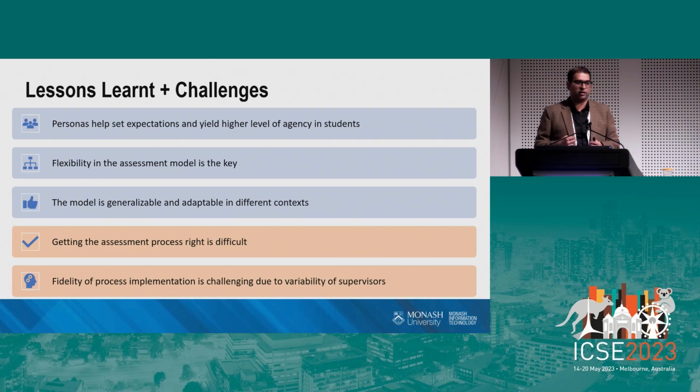Flexibility in the assessment model is key because if you tell them, look, this is the sequential process which you have to follow, it doesn't always work. So you need to give this flexibility to students and also to the supervisors.